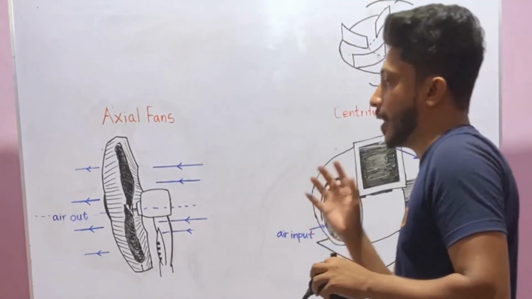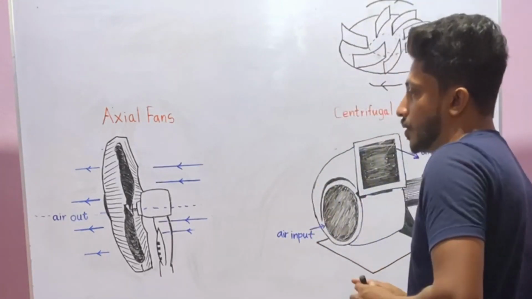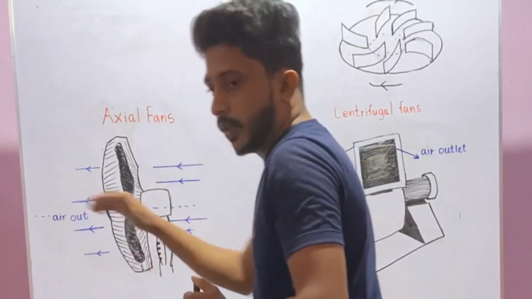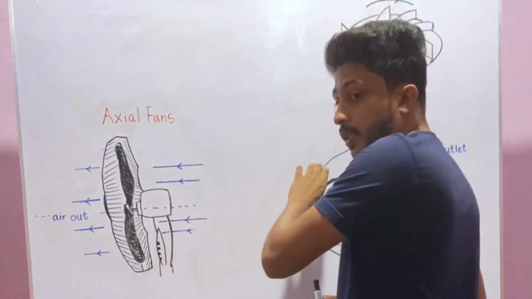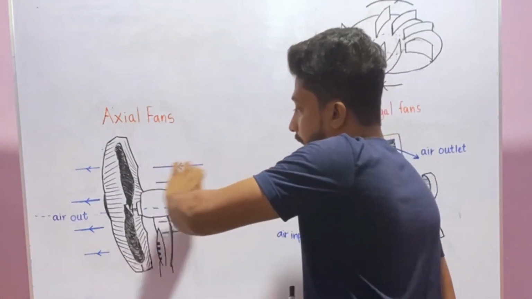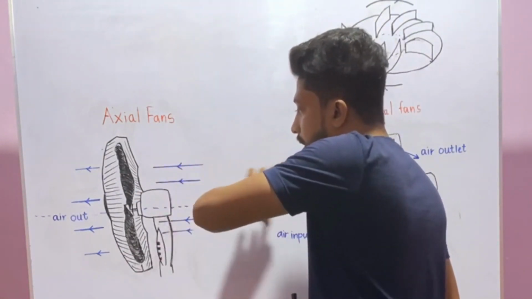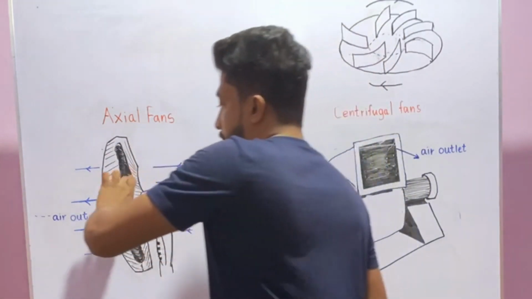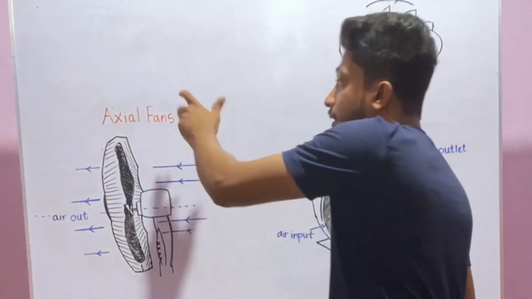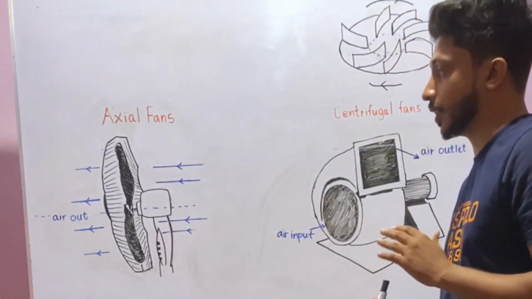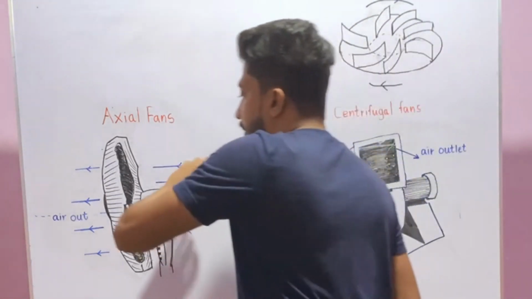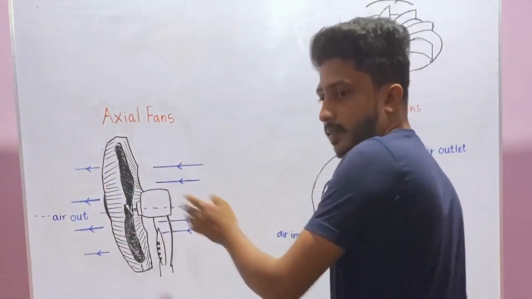They are called axial because in this fan, this is the axis, so air is sucked parallel to the axis, and air is also delivered parallel to the axis. That is why it is called an axial fan. So let's see how air is sucked and delivered parallel to the axis.